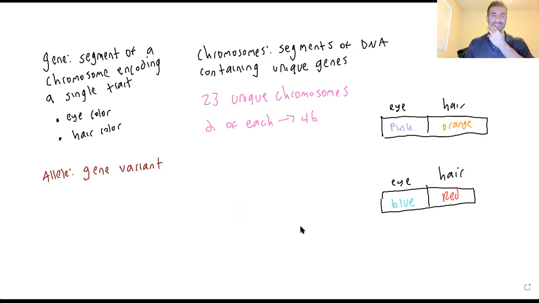Yeah. Okay. Anyways, an allele is a gene variant. So, for example, pink eyes and blue eyes.